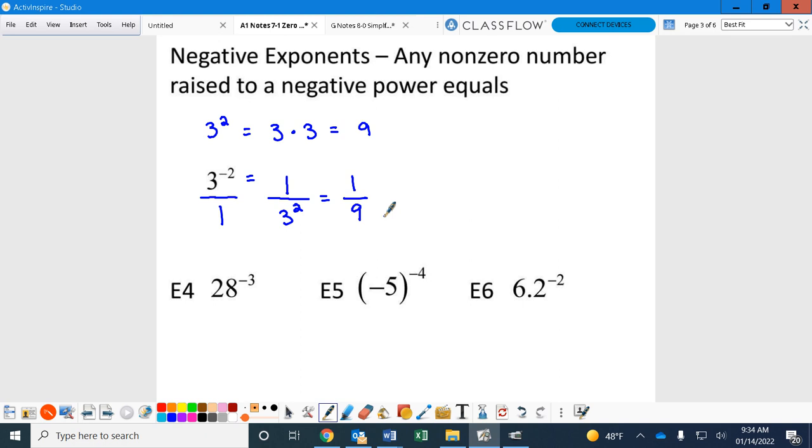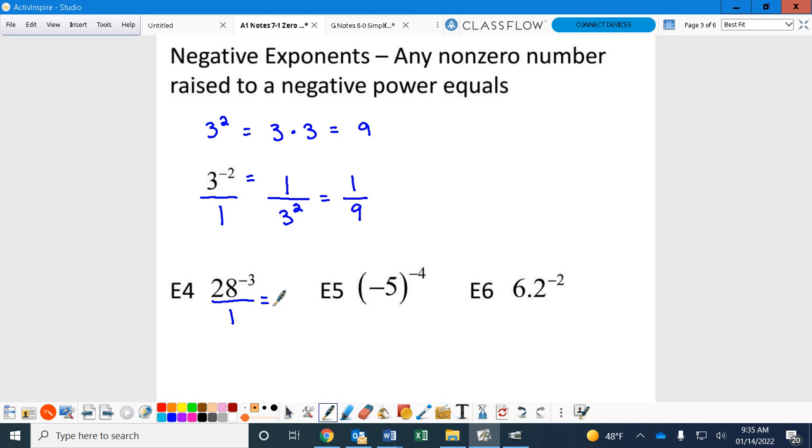I can't say it's always going to move to the bottom, because it's not. Sometimes they're going to move from the bottom to the top. So wherever the negative exponent is, it's going to move to the opposite side of where it is in the fraction. So let's show you what we mean, guys. Here's some examples of negative exponents. We draw a line, we put a fraction bar, we put a 1 underneath it.